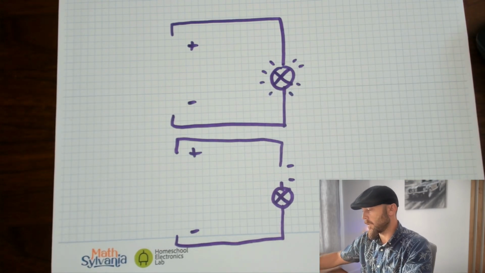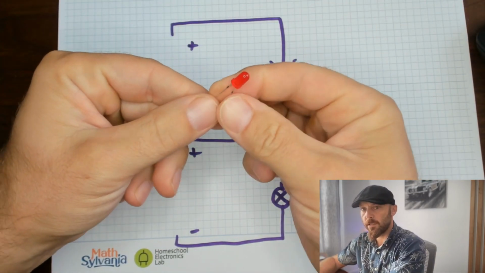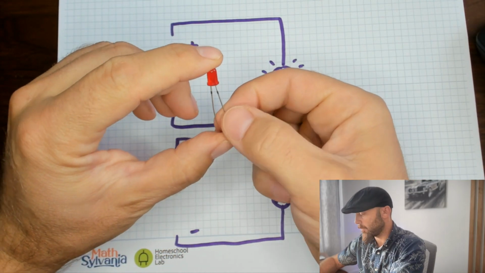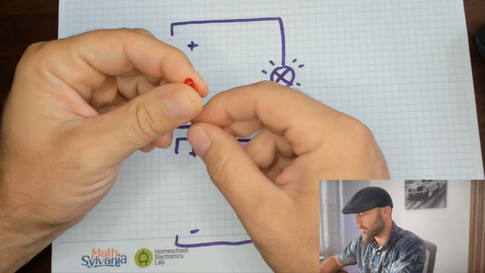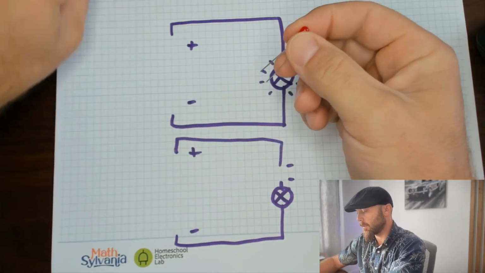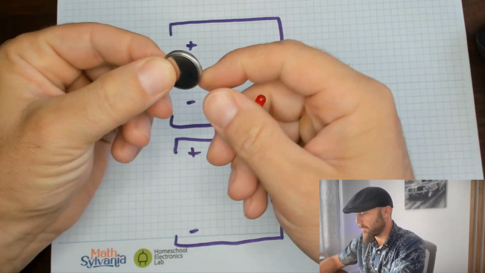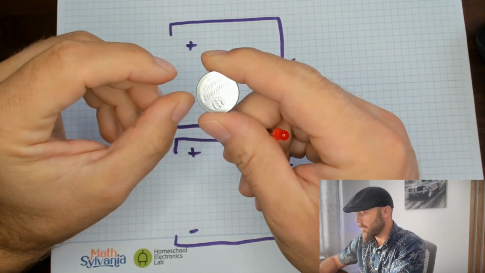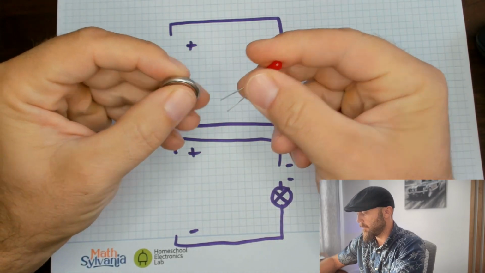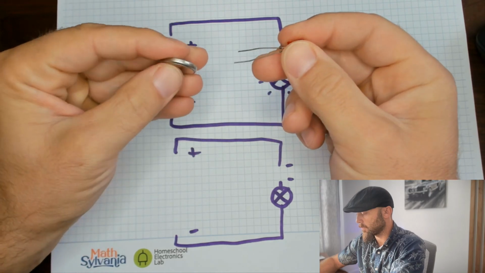So let's demonstrate that. I have something called an LED here. It's a little bit more complicated than the light bulb, but we'll talk about that later. It does function as a light bulb as well, so let's demonstrate that. This right here is the battery. This is a small battery with a plus sign on this end and a minus sign on that end. The LED has two legs, a long leg and a short leg.